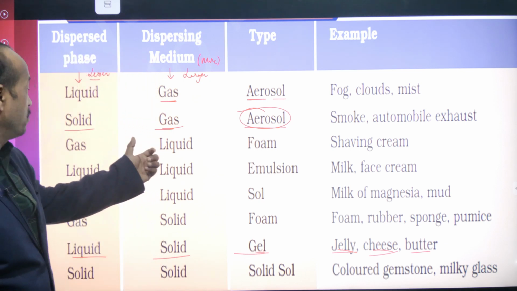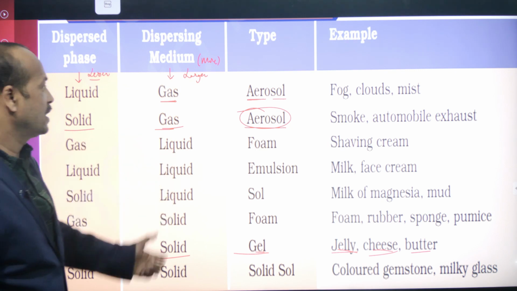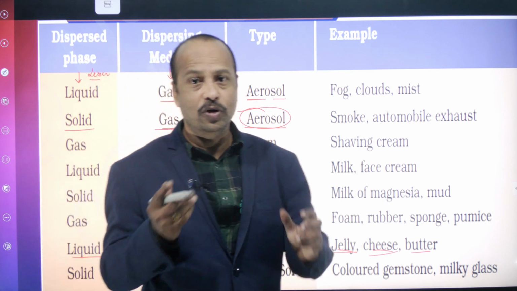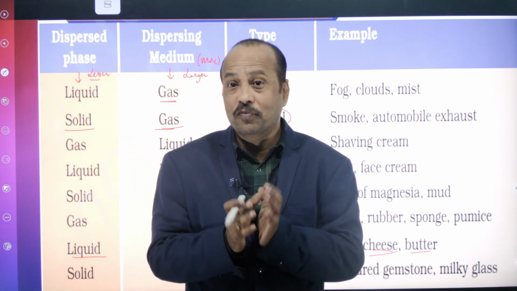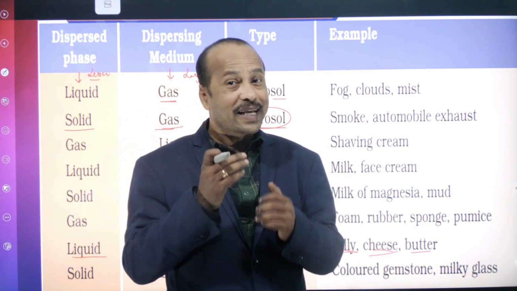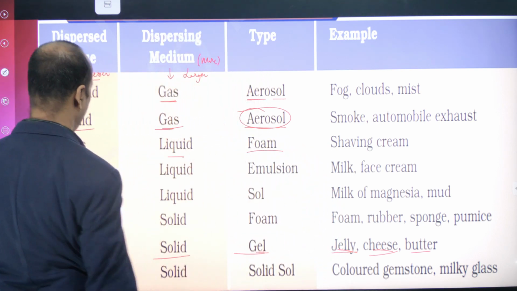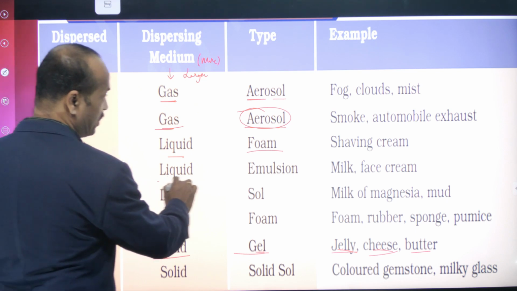Now come to gas in liquid. Gas is less, liquid is more. That's called foam. Shaving cream, you know? When you apply shaving cream you get a lot of foam, and the gas is coming from there. So gas in liquid is foam, and liquid in liquid is emulsion.